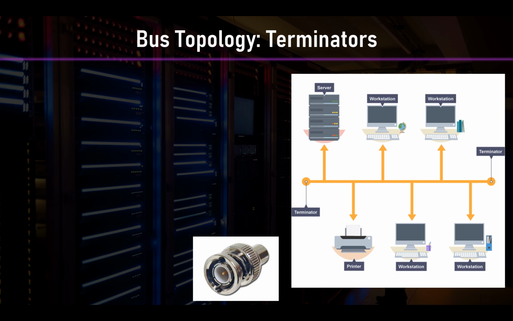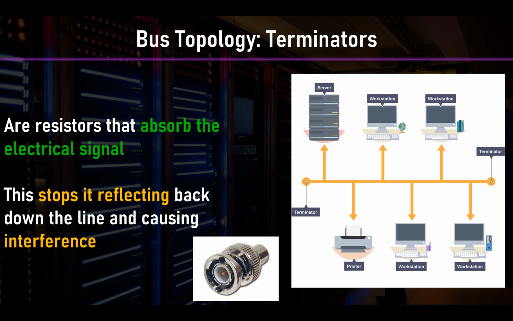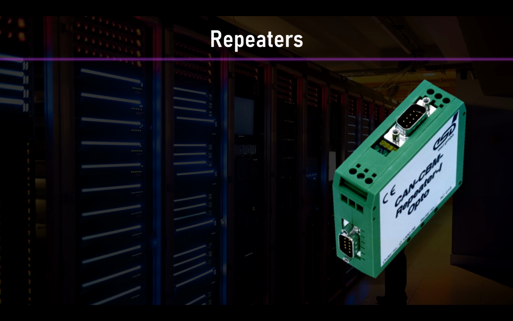Bus topology terminators. This we have actually discussed, although there will be some new hardware as well. They are resistors that absorb the electrical signal. It also stops the signal reflecting back down the line and causing interference. You can see an example here, just this metal terminator.